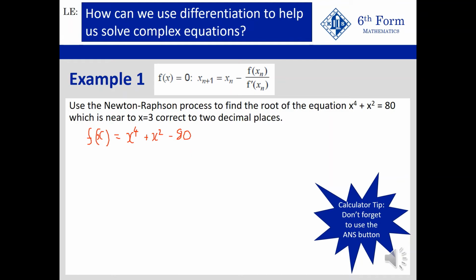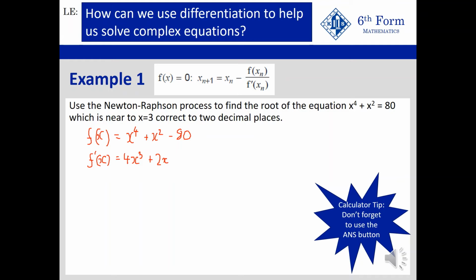Okay, also for part of our formula, we need to differentiate. So we need to work out f dashed of x, because we're going to have to use that as well. So if we're going to work out f dashed of x, we need to remember our differentiation skills. So x to the power 4 will become 4x cubed. X squared is going to become 2x. And if we differentiate minus 80, that would reduce to 0.